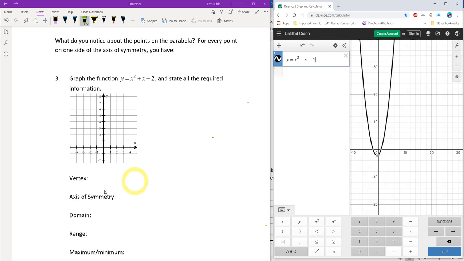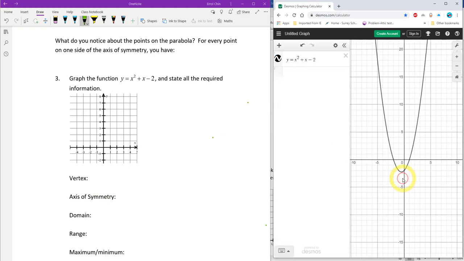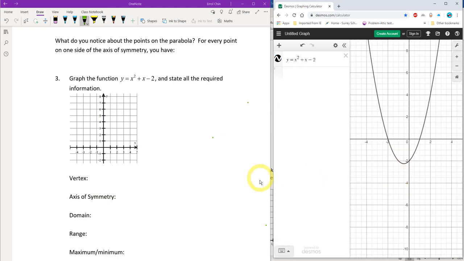Okay, so what I'm going to do is I'm going to try my best to sketch that, all right? So let me blow this graph up a little bit. The lowest point looks like it's somewhere down here. And then it looks like it crosses the x-axis at 1 and -2. And so it sort of looks something like this.